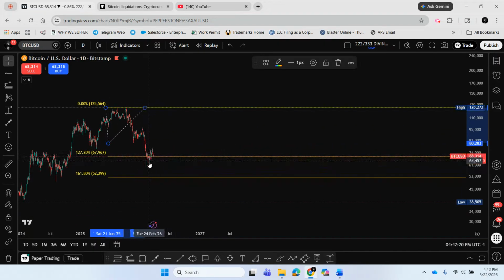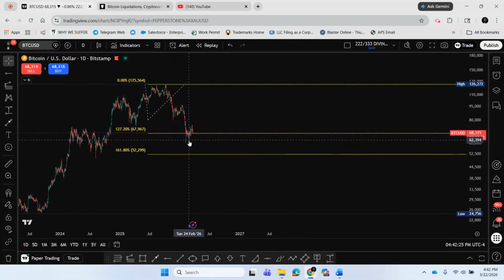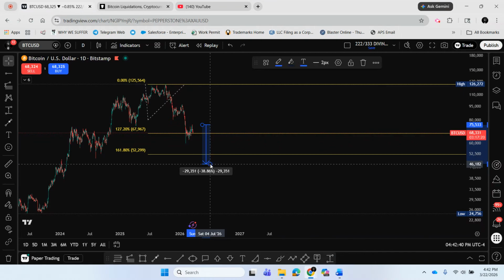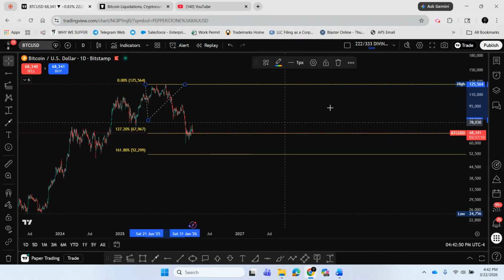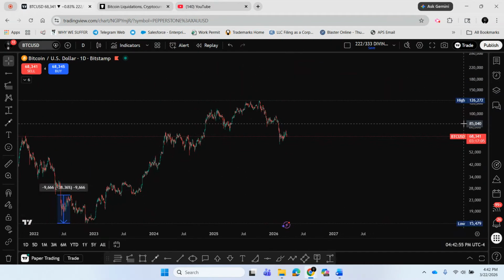We hit the first one. We have not hit the second one, but if we're anticipating that a lower low will happen below here, we want to see if we could drop 38%. So if we do 38% around here, this is potentially where price could head to, which would be a 46,000 Bitcoin. Now, from what I'm anticipating, I think at minimum we'll get to 50,000 for sure.